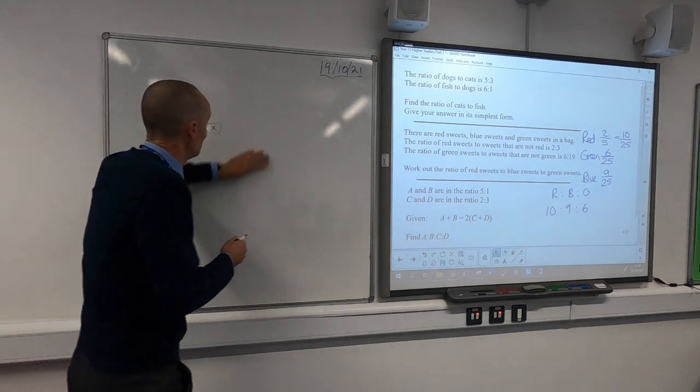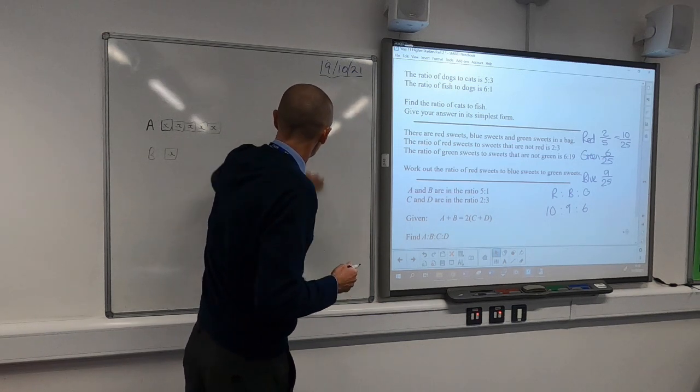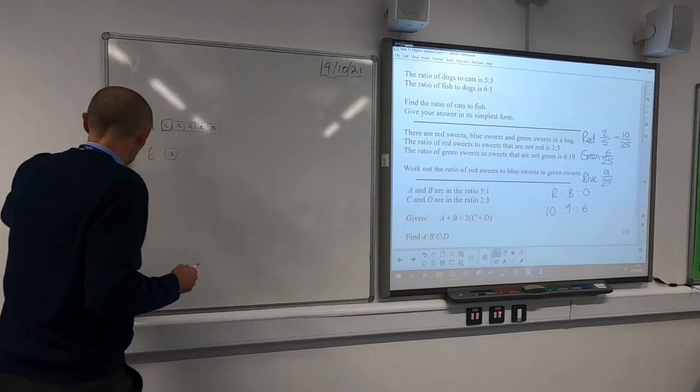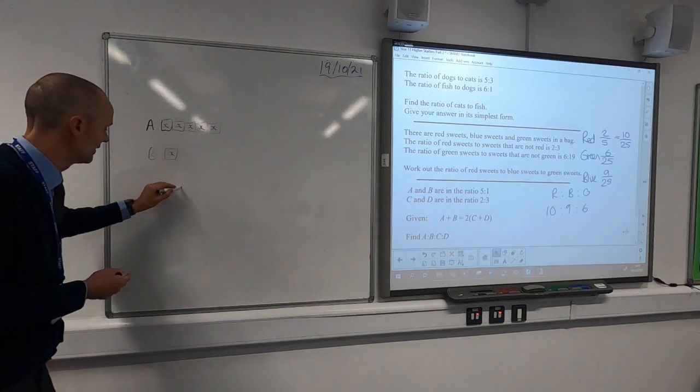Wipe the board and then don't dry it. Okay. So Alfie and Bertie have shared some sweets. We don't know how many, so we'll call it 6x.